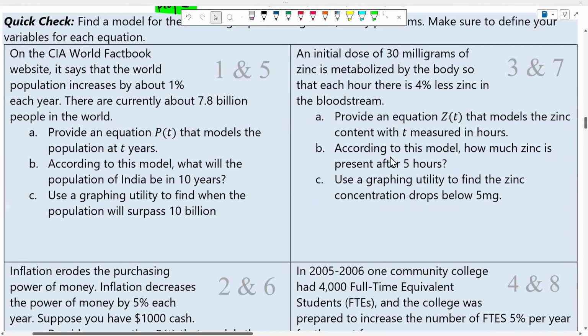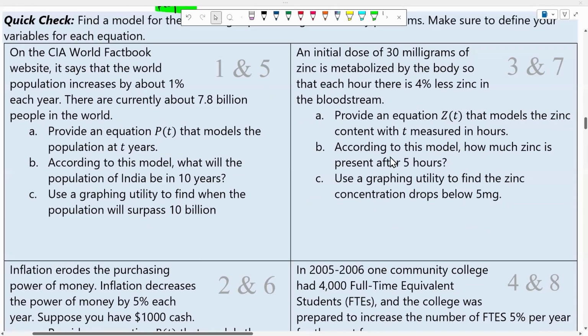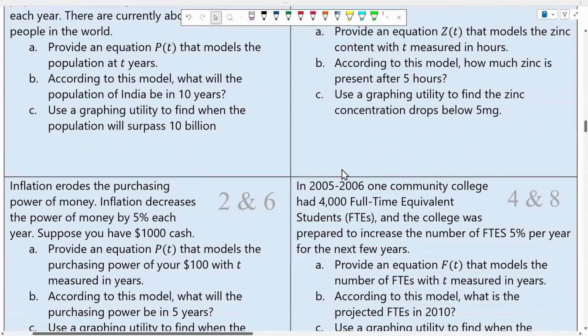So what I have up for everybody next is some quick checks. You can try these on your own, okay? No matter what, though, I will be covering these in class, okay? So don't fret too much if they look complicated, okay? All right, moving right along.